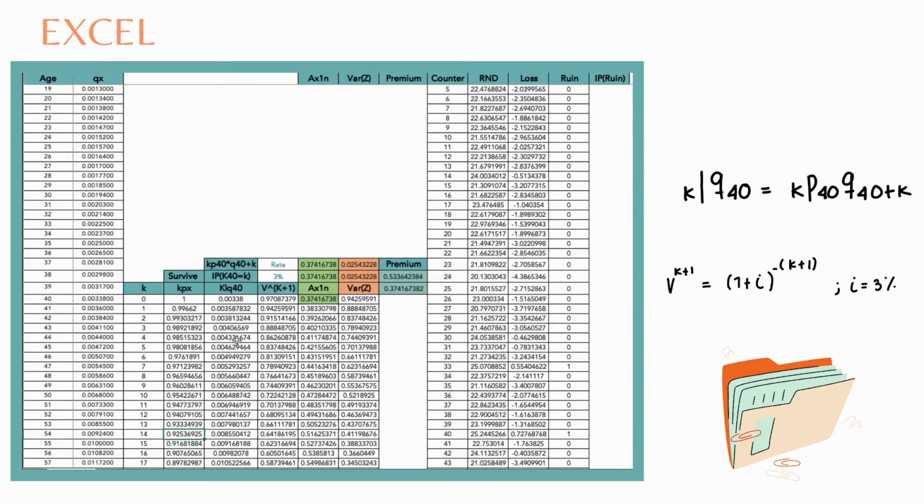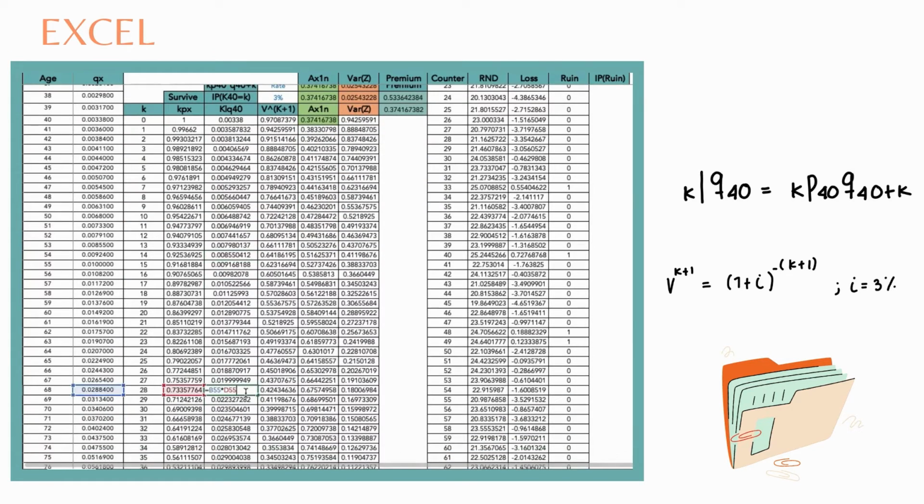Now, we can proceed with the calculation of kp40 times q(40+k), which in other words is the probability that a person of age 40 survives k years and dies in the next year, which is understood as follows: k deferred q40.